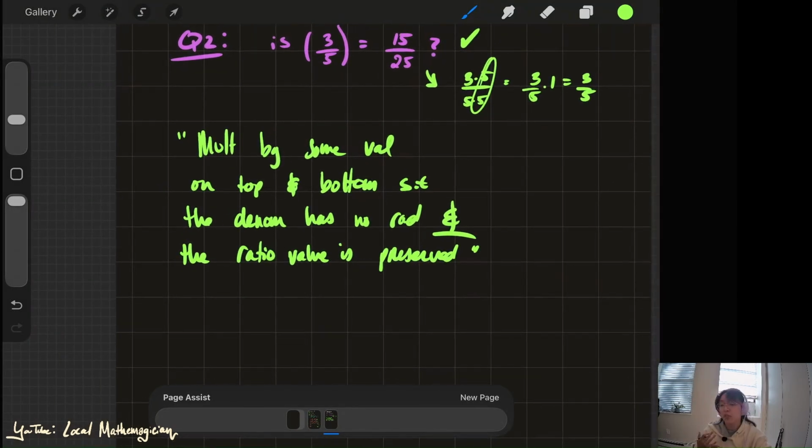Okay? For example, a ratio of one teacher to 10 students is preserved when you have 2 teachers to 20 students, right? But if you square it, 1 teacher to 10 students is not the same as 1 teacher to 100 students. That's called breaking the law, okay? So, don't break the law.